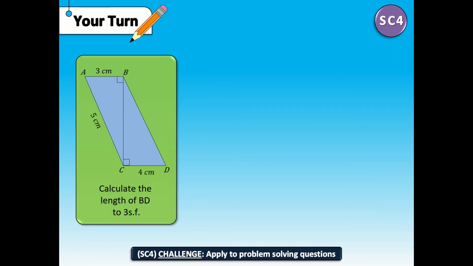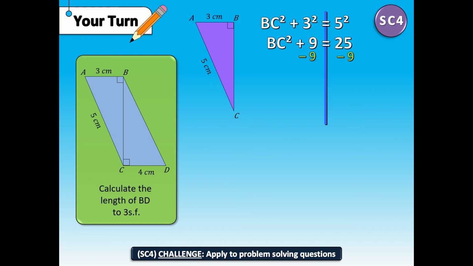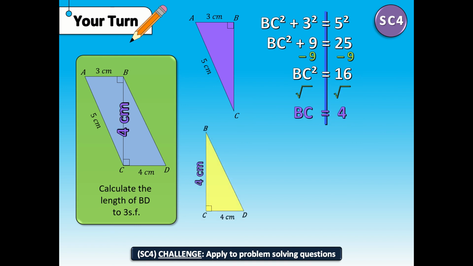So for the green question, we want to calculate the length of BD. So if we look at this triangle first and work out the length of BC, we can do BC squared plus 3 squared equals 5 squared. So that means BC squared is 16. So BC is 4. So that's 4 centimeters there.